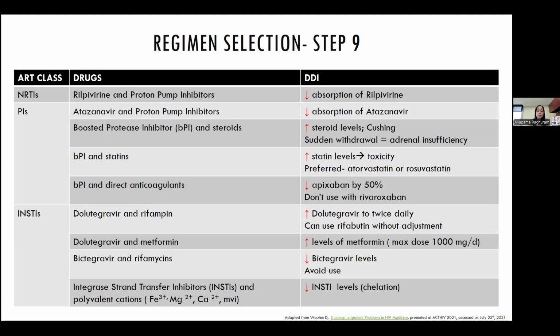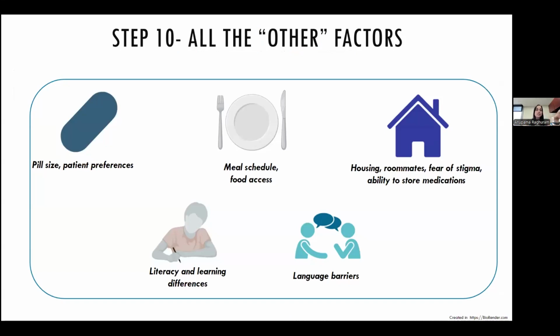So if someone's on these supplements, you have to counsel them to separate out the doses so that you don't have this interaction. Okay, so pay attention to the ones I highlighted so that you can answer the questions at the end. All right. And the last step is all the other factors. And I group them as other, but all of these are very important, right? So pill size and patient preference. If a patient's unable to swallow pills, they can't do big pills, this is not going to work for them, right? So you have to find a pill that is smaller and be sure that the patient's able to take it.